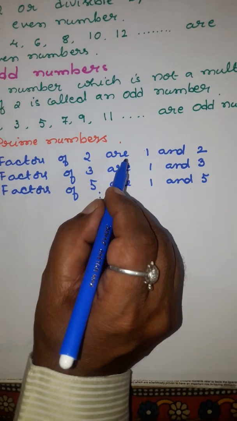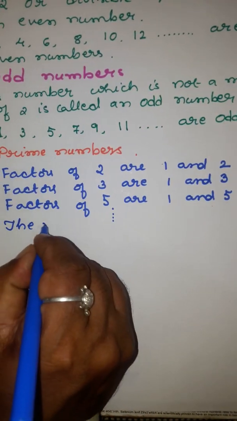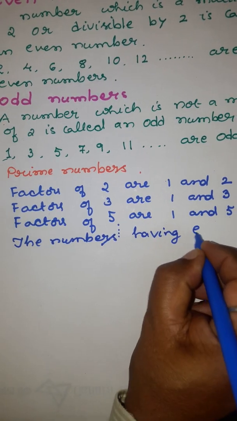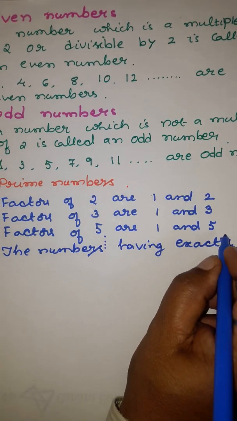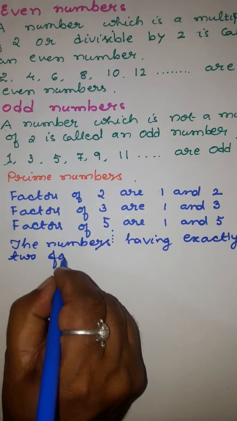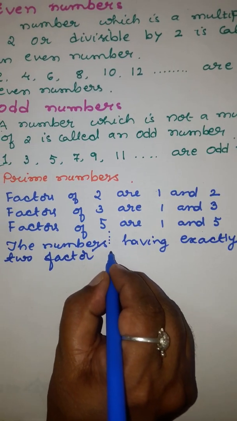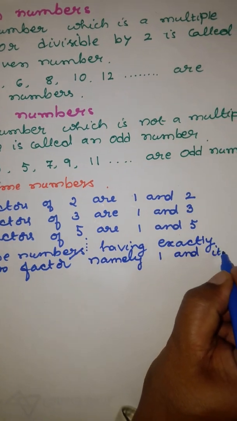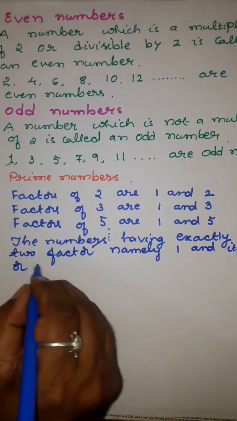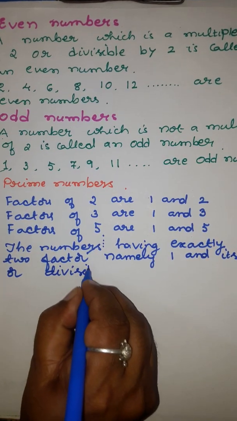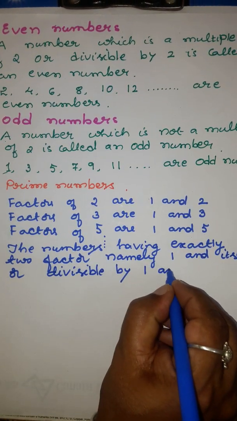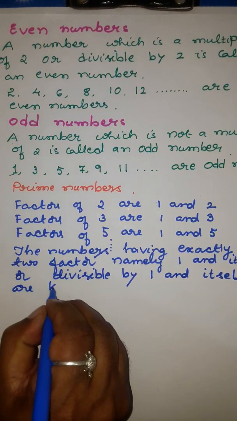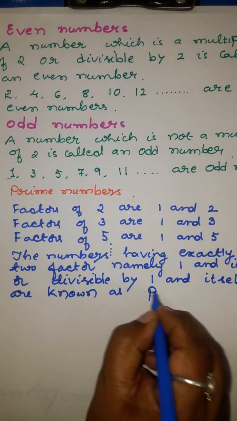The numbers having exactly two factors, namely 1 and itself, or divisible by 1 and itself, are known as prime numbers.